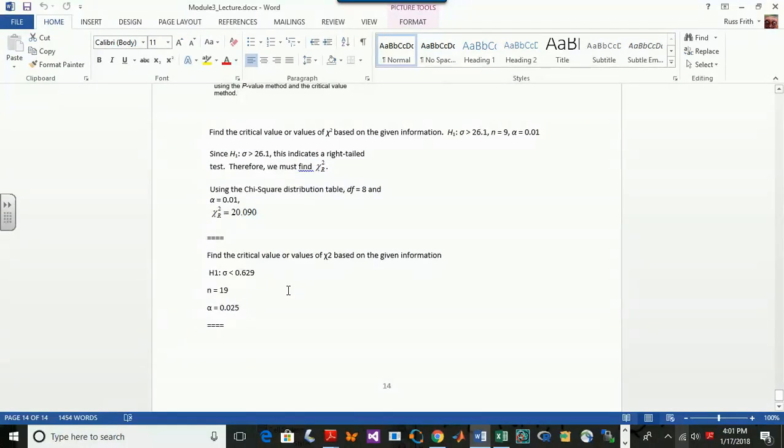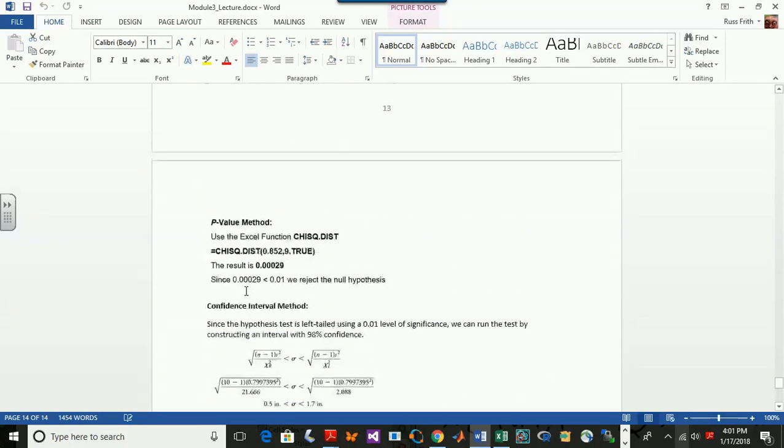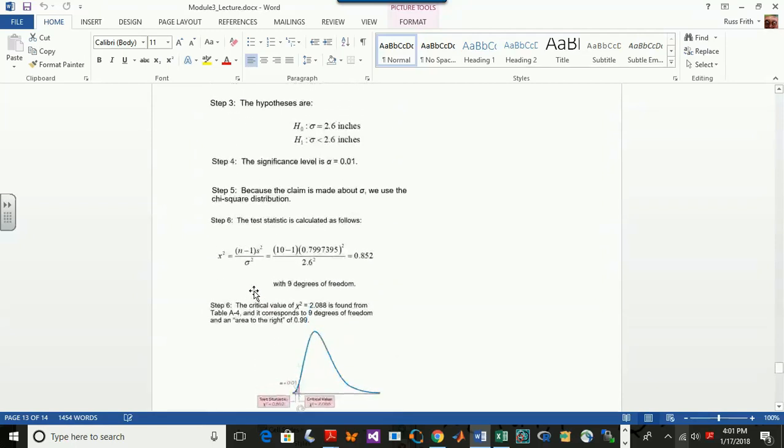And of course, if it were a not equal sign here, then you would have to find two critical values, chi-squared R and chi-squared L. So that is Module 3, and you need to let me know if you have any questions.